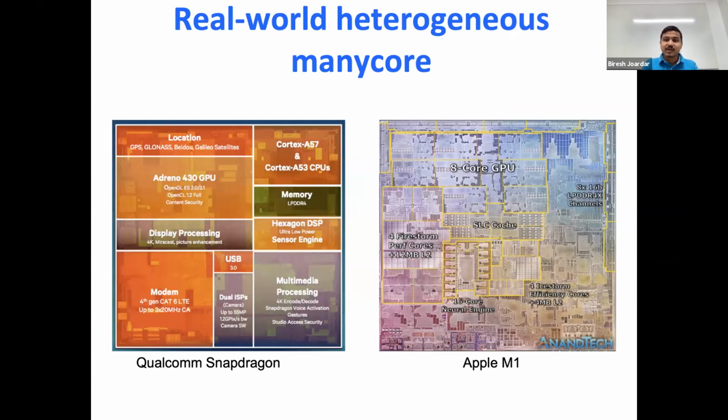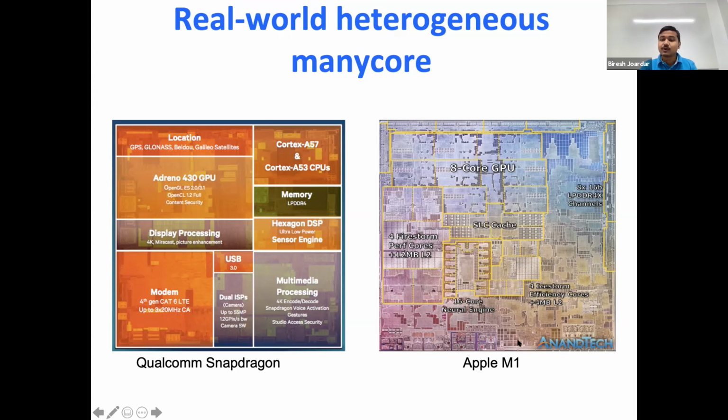One is the Qualcomm Snapdragon, which is very common in smartphones. As you can see here, the Qualcomm Snapdragon has 2 types of CPUs. So even if these are CPUs, these are 2 different types of CPUs. So it's a heterogeneous architecture. On top of that, the Snapdragon uses GPUs and other units.